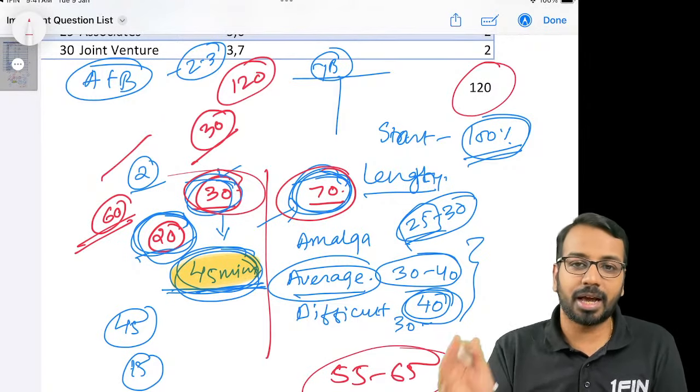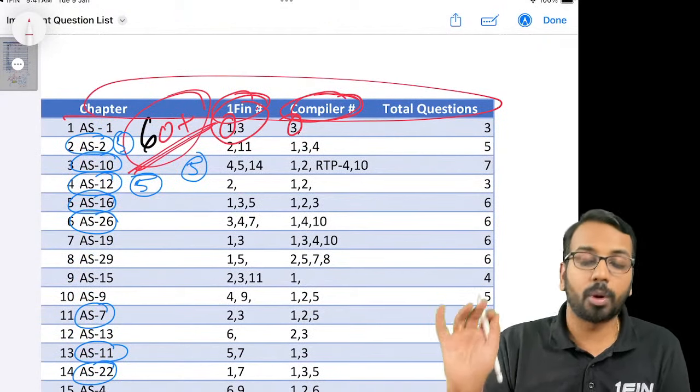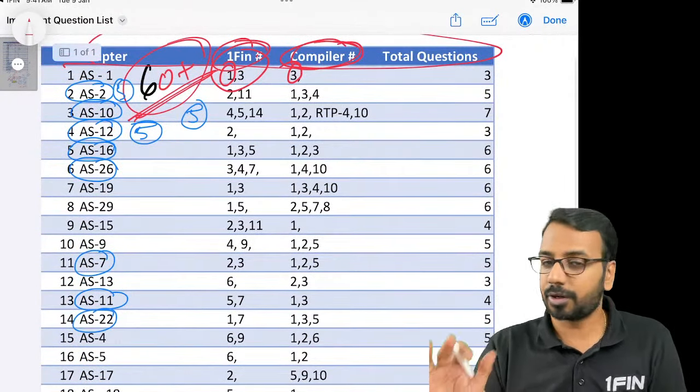So with this strategy, I am sure, and by having a look at this particular set of questions, you will be thoroughly prepared for the examination.